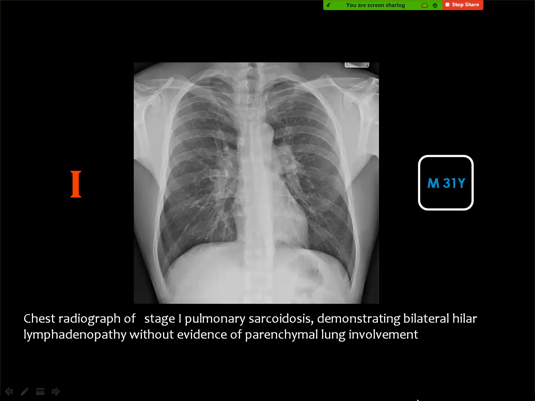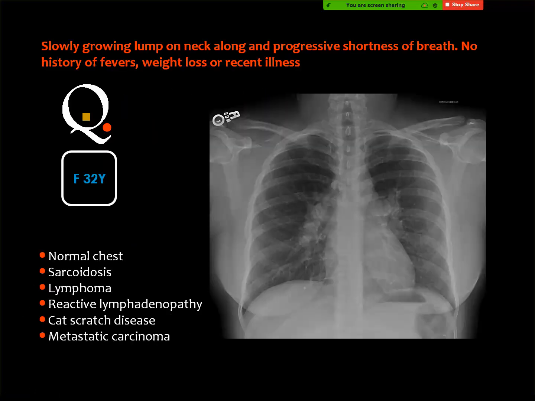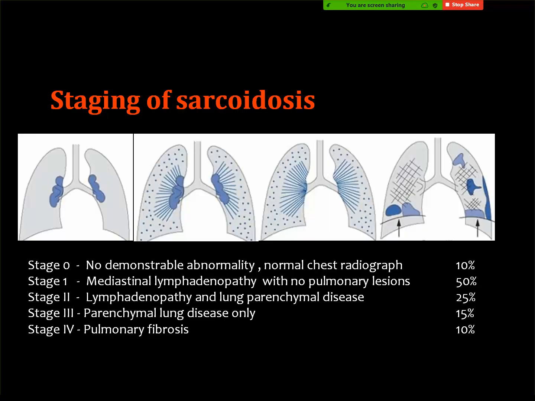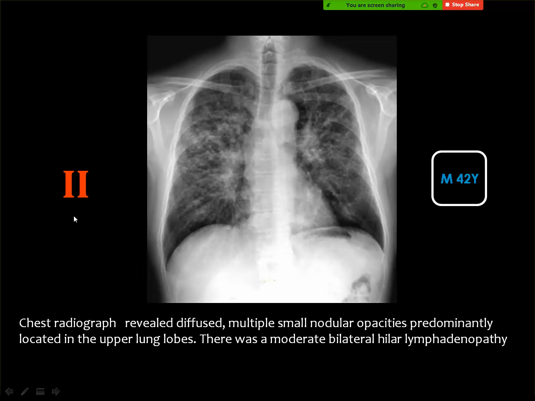Doctor, please, is this case stage 1? Yes, this one. The previous film? This one? Yes, and this is stage 1 sarcoid. Okay, then this is also stage 1. You get bilateral symmetrical enlargement of the hilar shadows with almost clear lung fields, and this is stage 2.